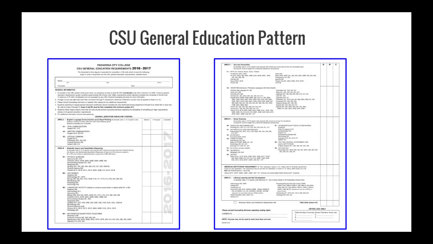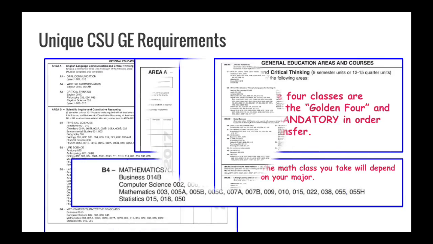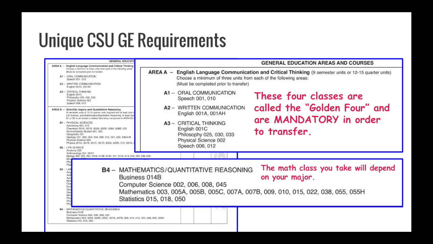It is important to note that listed above are the many options you have in terms of the classes that you can take to meet each of the requirements. You are responsible for taking the amount of units listed under each category. I want to make special mention that the classes listed in areas A and B4 are known as the Golden Four. These courses are mandatory and must be completed with a grade of C or better in order to gain admissions.